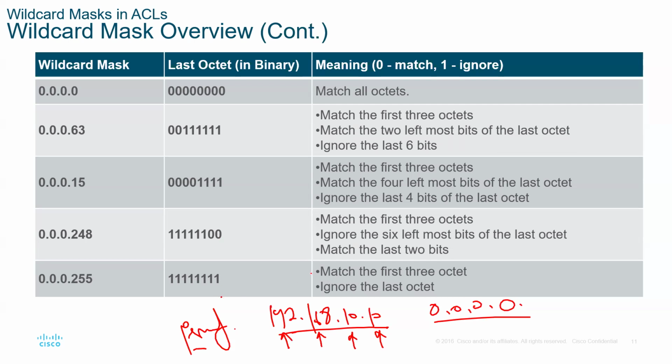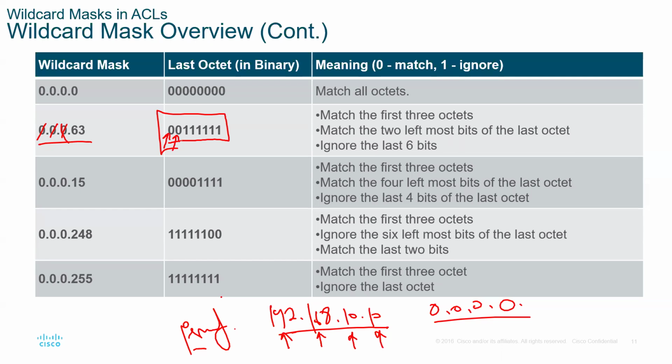We're going to see other terminology when permitting hosts. Another example here: wildcard mask 0.0.0.63. So that one allows the first 3 octets, so these ones are easy. I'm matching this, then 63. This 63 can be represented in binary, meaning I'm also matching the first, second bit of the last octet.